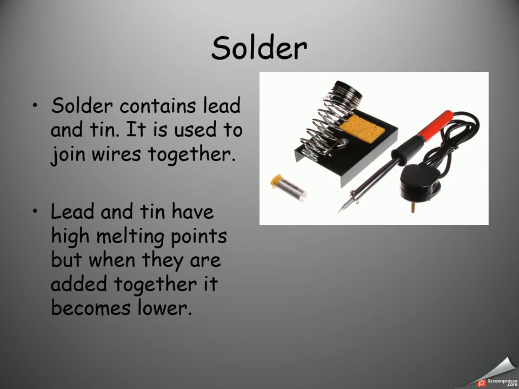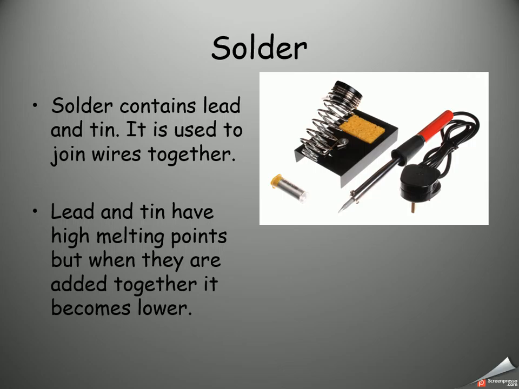Solder is used to stick wires together. Now this is a soldering kit. What you do is you get the metal, which is right there, and you heat it up, and then it becomes a liquid metal, and then you can join it up together. The interesting thing about solder is that it contains lead and tin, those are the two metals. The odd thing is that lead and tin on their own have really high melting points. Melting point means the temperature at which it turns from a solid into a liquid. If you heat lead on its own, high melting point. If you heat tin on its own, high melting point. Mix them together, melting point becomes a lot lower.